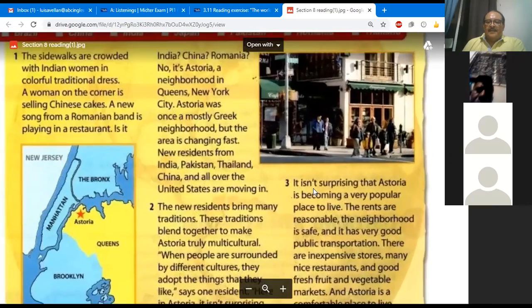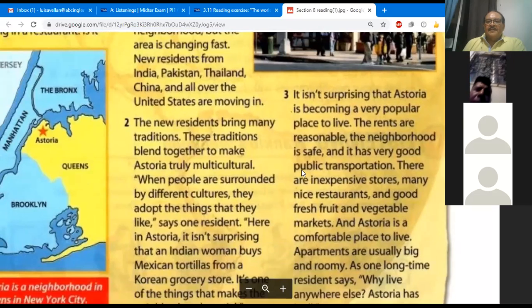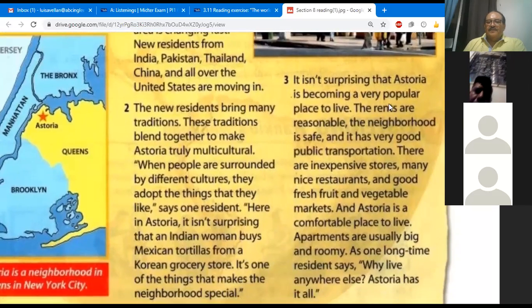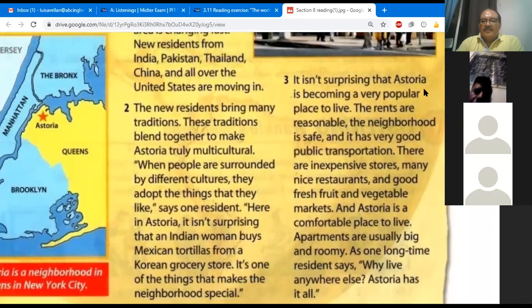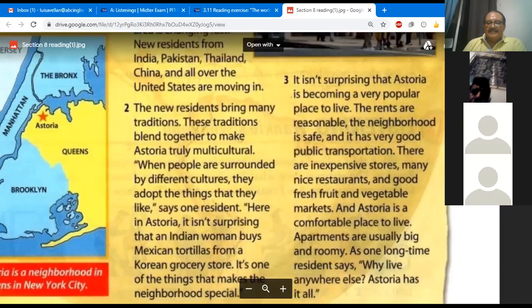Three, it isn't surprising that Astoria is becoming a very popular place to live. The rents are reasonable, the neighborhood is safe, and it has very good public transportation. There are inexpensive stores, many nice restaurants, and good fresh fruit and vegetables. Markets and Astoria is a comfortable place to live. Apartments are usually big and roomy. As one longtime resident said, why live anywhere else? Astoria has it all.